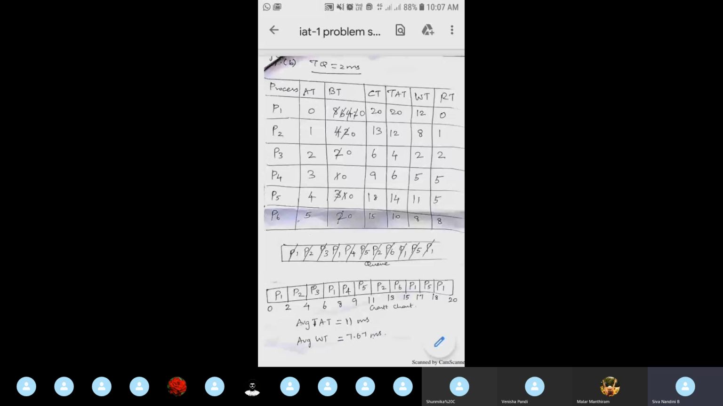Then after executing up to the 2nd millisecond, which processes arrive in the system? P2 and P3, because the arrival time of P3 is 2. So in the queue we need to add, after P1, P2 and P3.